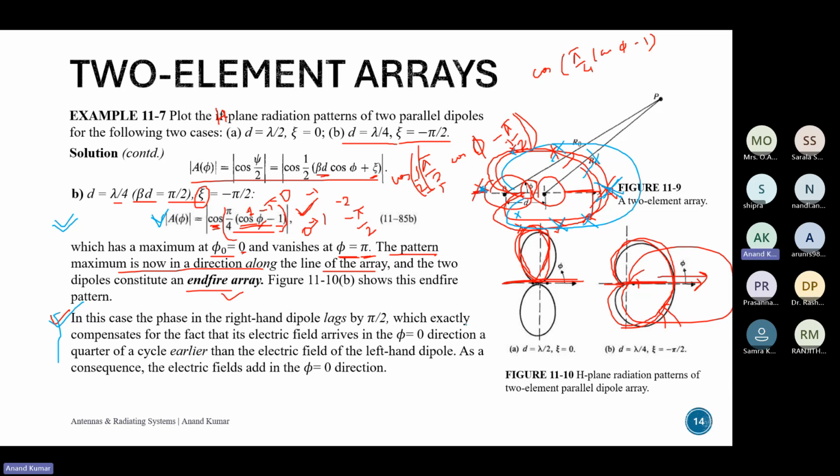Okay, so no questions. So this was pretty much similar to the first case as well. In both the cases, we just took the array factor and substituted the configuration values in psi, and we got the expressions.